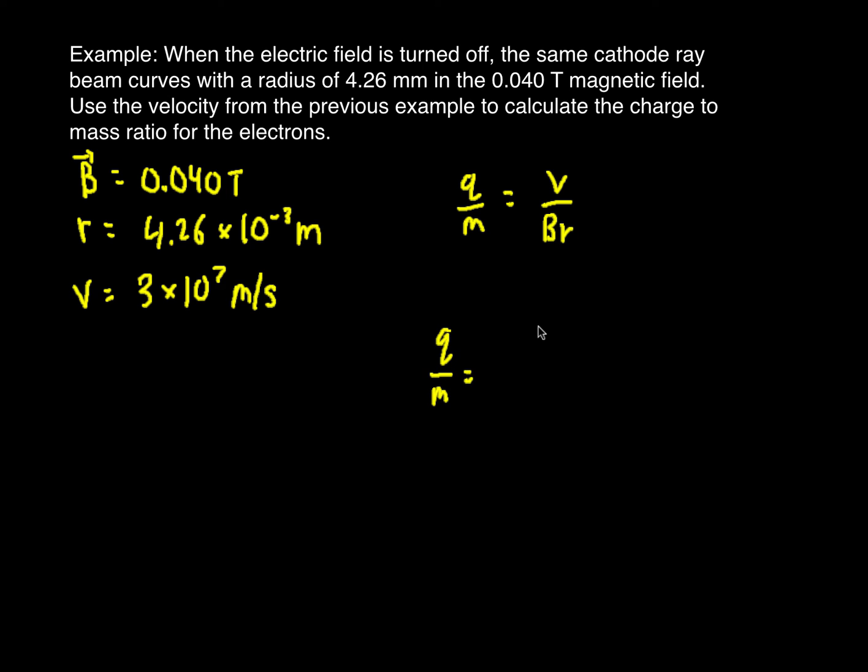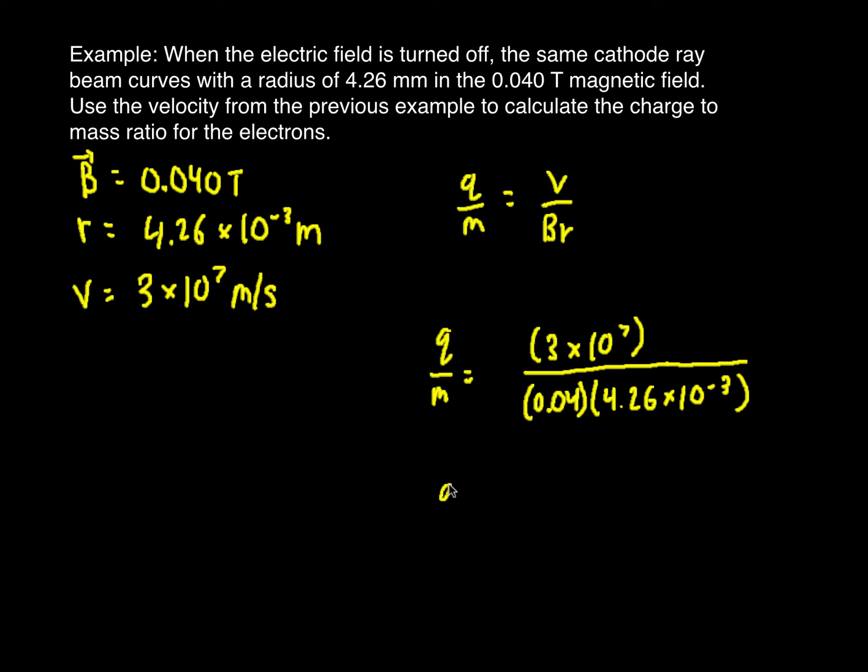This is 3 times 10 to the 7 divided by 0.04, the magnetic field, times the radius, which is 4.26 times 10 to the negative 3. This gives us a charge-to-mass ratio equal to 1.76 times 10 to the 11 coulombs per kilogram. This is the value, or close to the value, that is always found when the charge-to-mass ratio for a cathode ray beam is determined. It's the charge-to-mass ratio for the electron.